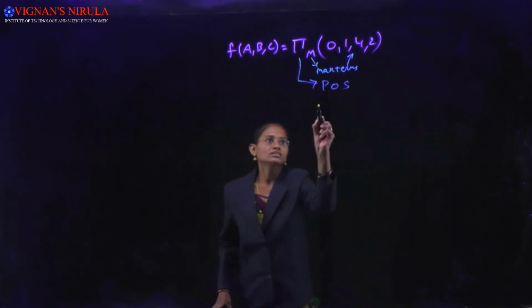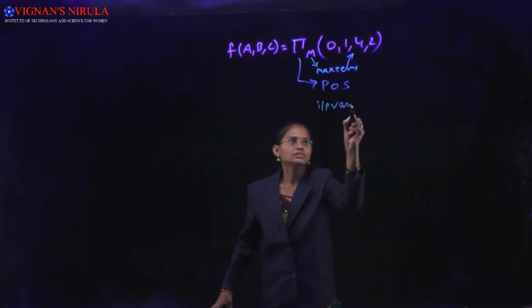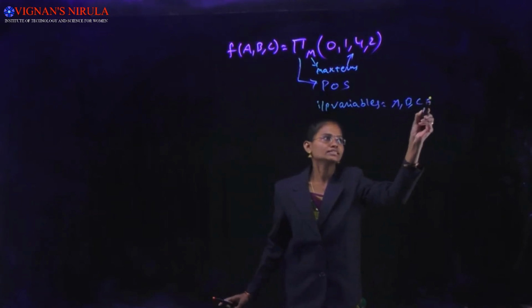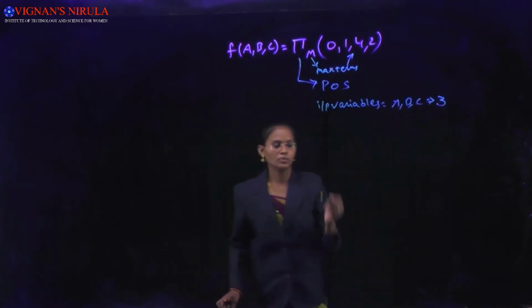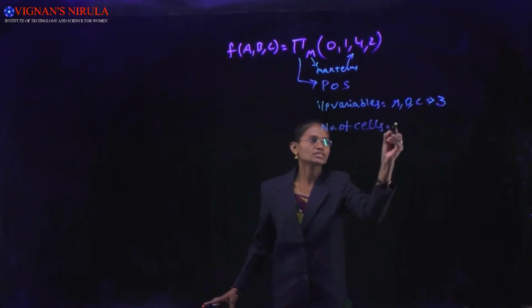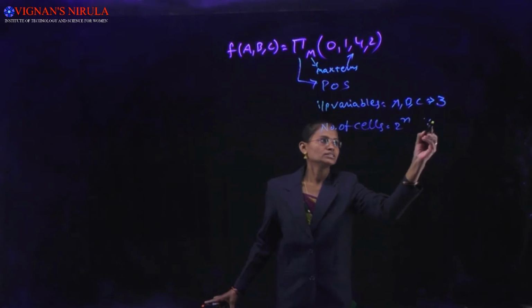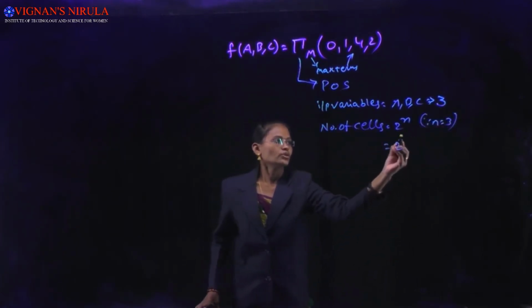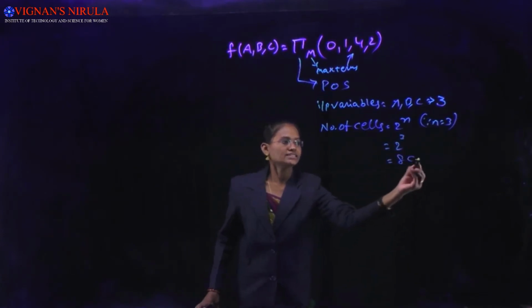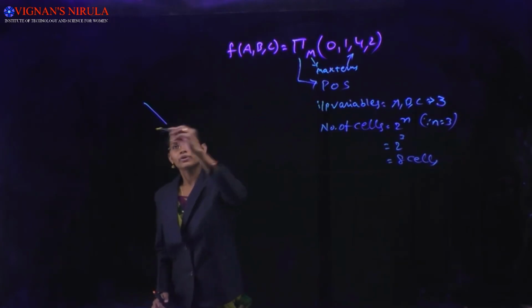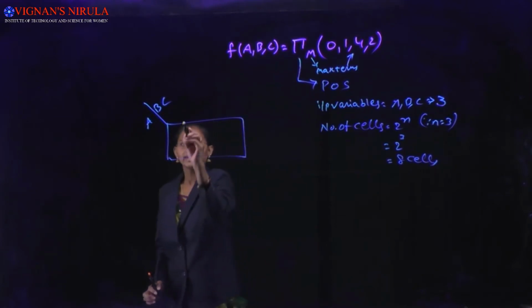The given input variables are A, B, C, that is 3 input variables, and we find out the number of cells. Number of cells is equal to 2 power of n, since n equal to 3, that is equal to 2 cube. We draw the 8 cell K-map. The input variables are A, B, C.